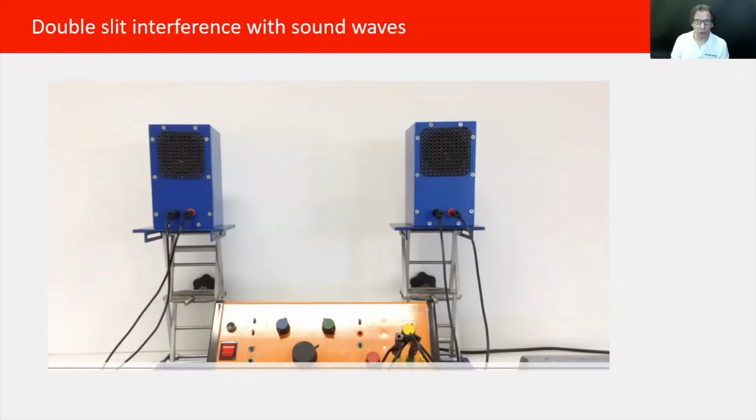You can play a tone through the speakers and ask your students to walk around the room, and they should be able to hear the difference between constructive interference, where the sound is loud, and destructive interference, where the sound is quiet. However, this is quite difficult to hear sometimes because of the multiple reflections of the students' bodies and of the walls of the surroundings.